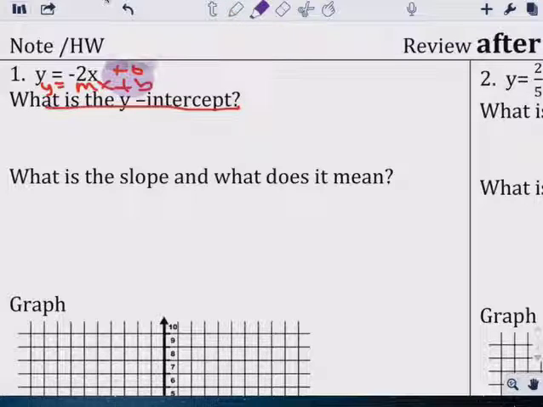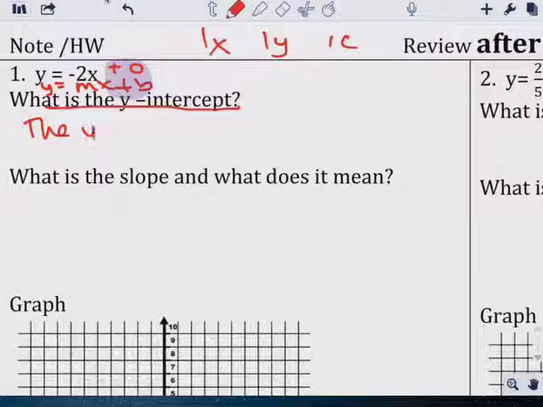Okay, remember, it's not a 1. A 1 is only next to a variable. The invisible number next to every variable is a 1. But because right here there's no variable up here, it's a plus 0. It's a 0. So the y-intercept is 0.